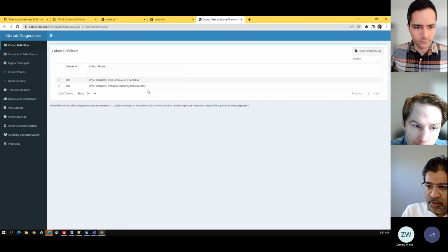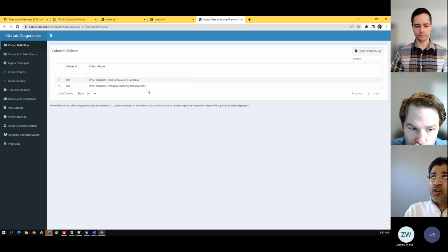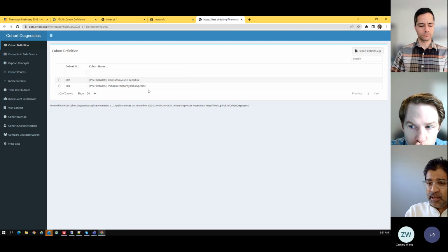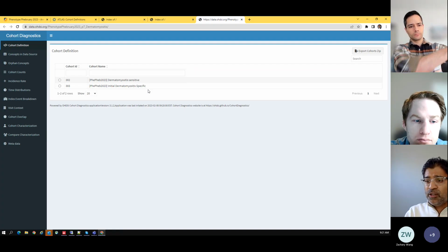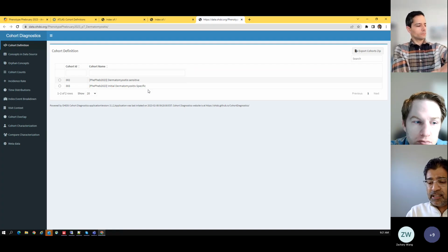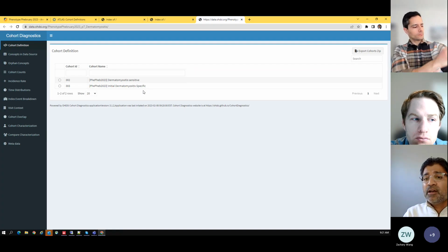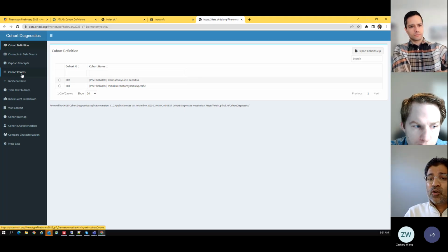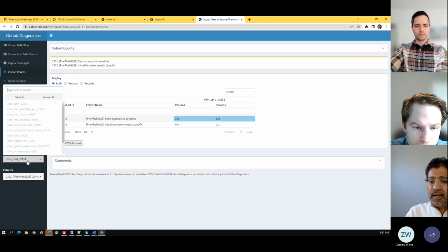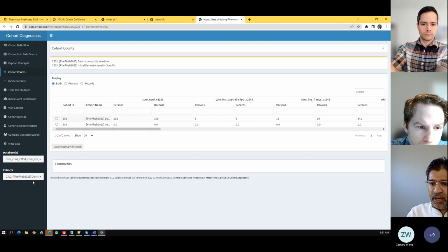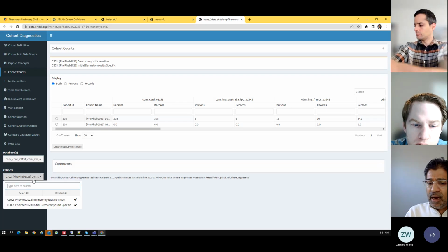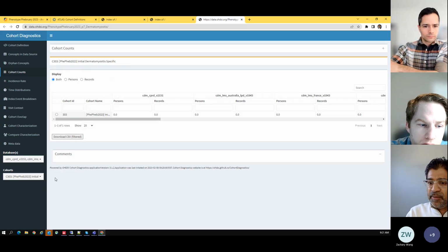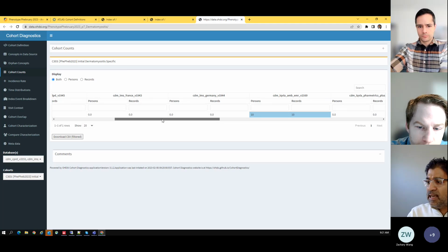In this particular case, your output is not here because your output was part of V2.4, and obviously that is not compatible with this output. So I'm going to go to the cohort counts tab just to see. I'm going to select all data sources. My question here is, are there any where the specific definition leads to counts in any data source?